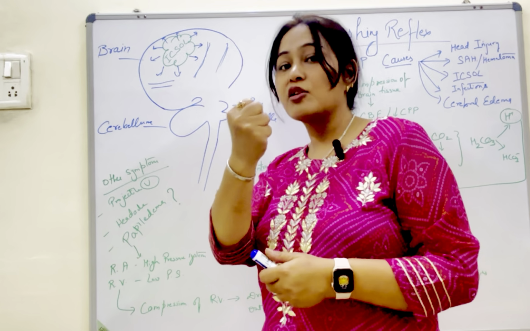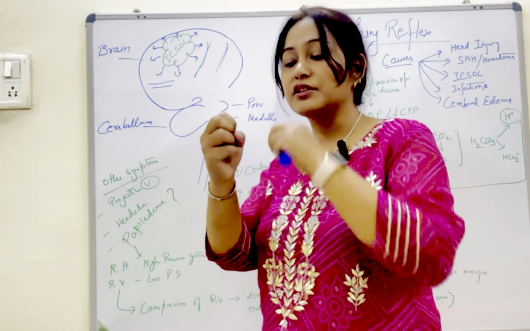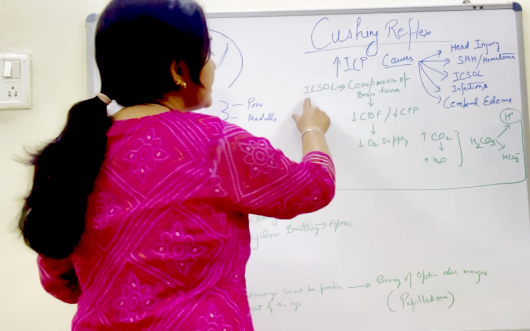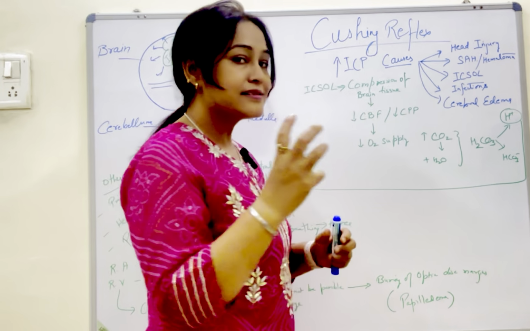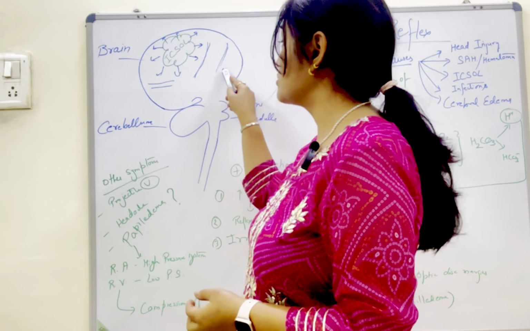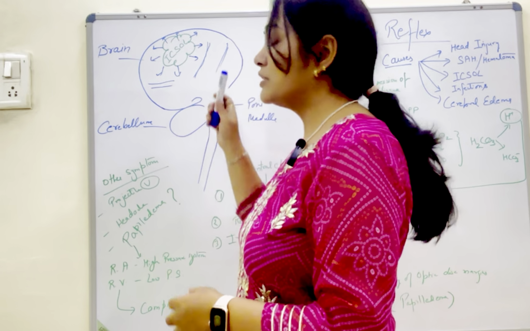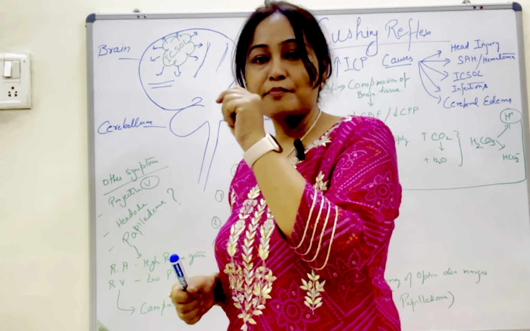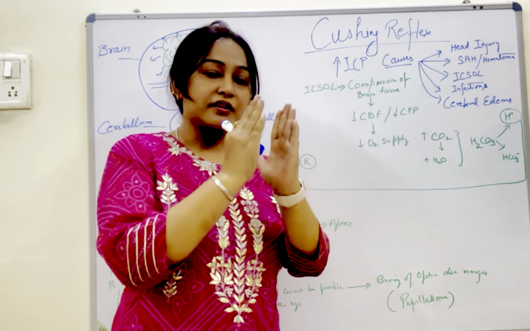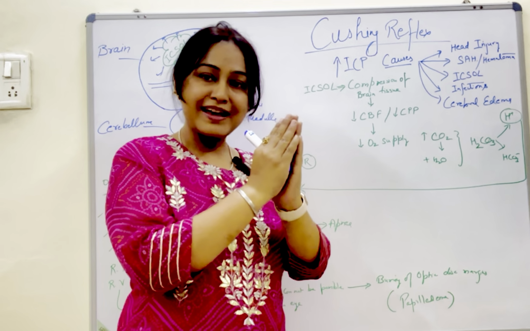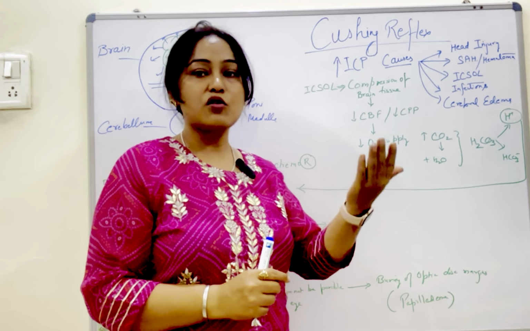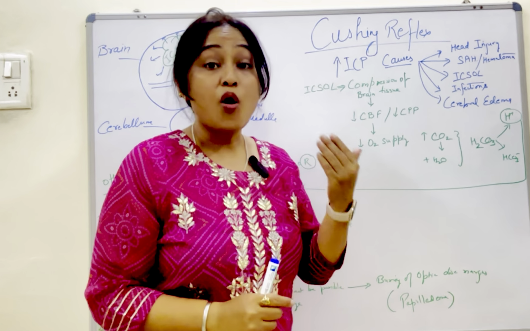Because of the mass or tumor, the space occupying lesion, the surrounding brain tissue is compressed. In the brain parenchyma there are multiple blood vessels which supply the brain parenchyma. So these blood vessels are compressed by the surrounding brain tissue, and there is vasoconstriction. If there is vasoconstriction, it will cause a reduction in the cerebral blood flow or CPP.